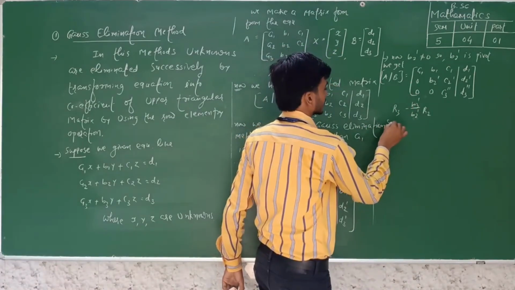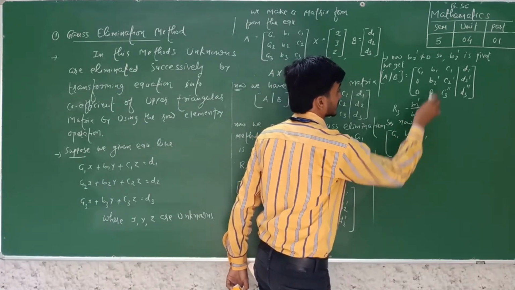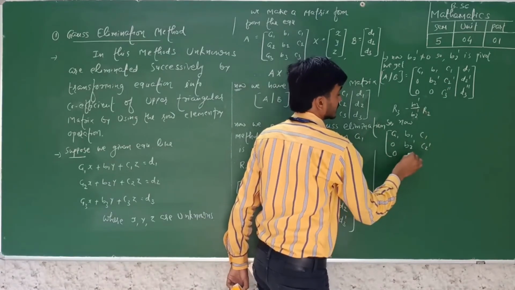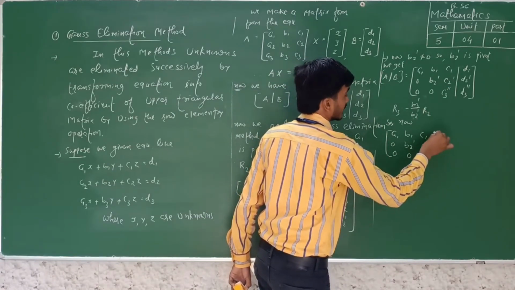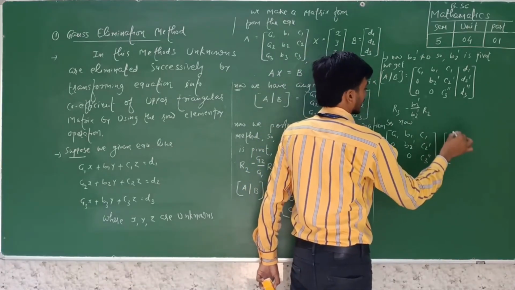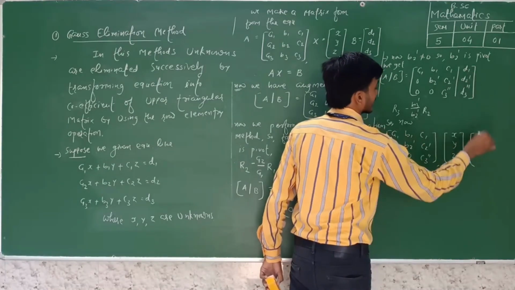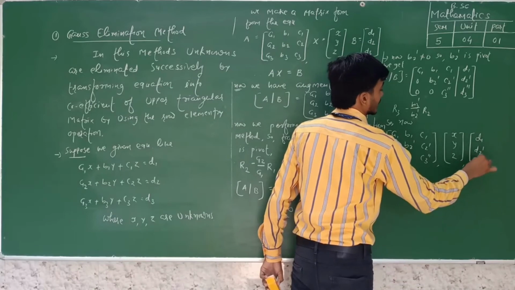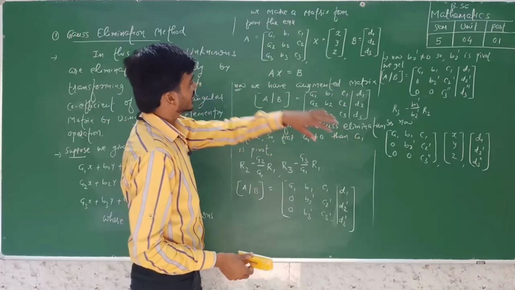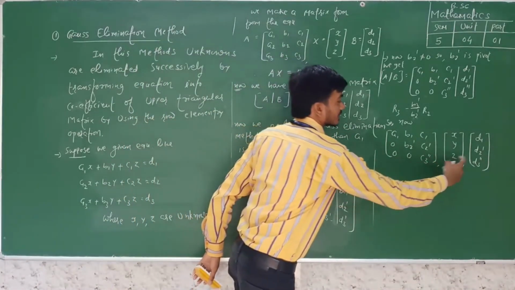So now, A1, B1, C1, this matrix; 0, B2 dash and C2 dash; 0, 0 and C3 double dash. This matrix, X, Y, Z, this type of matrix, and D1, D2 dash and D3 double dash, this matrix. These three matrices are written in this form: AX is equal to B.